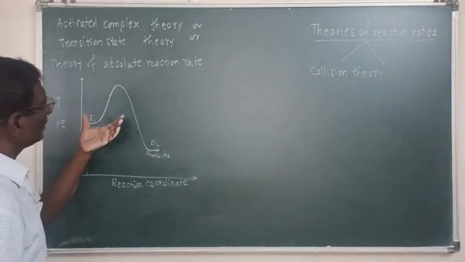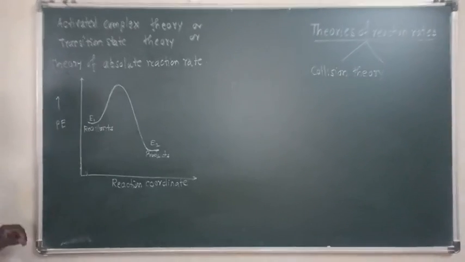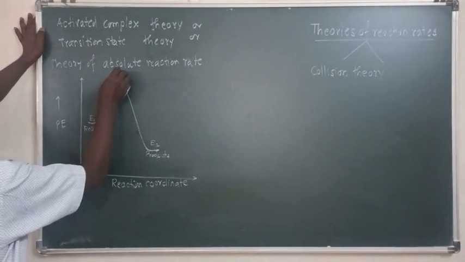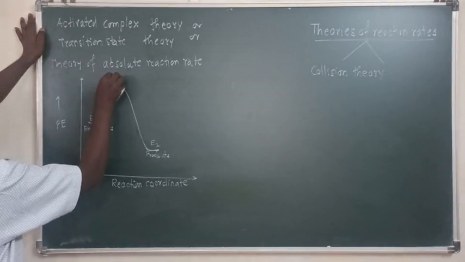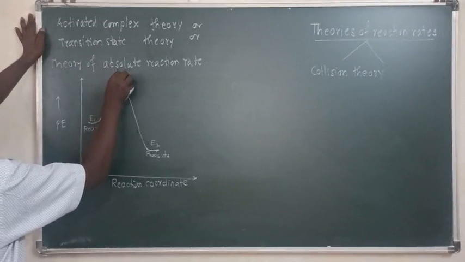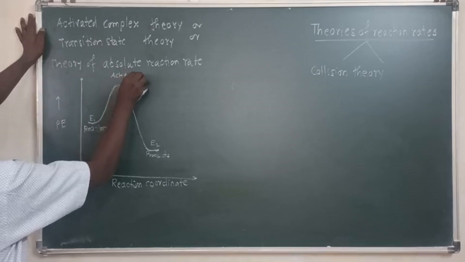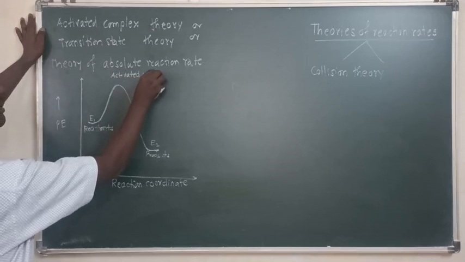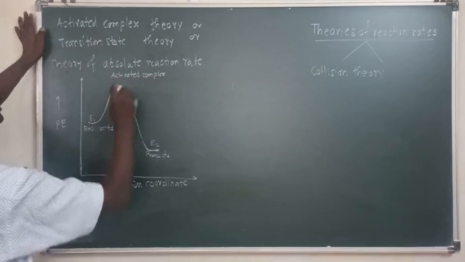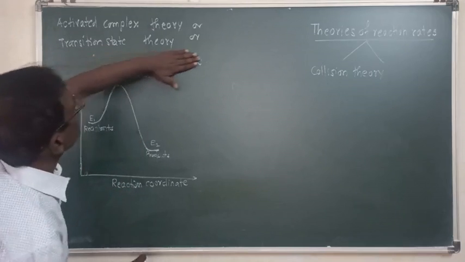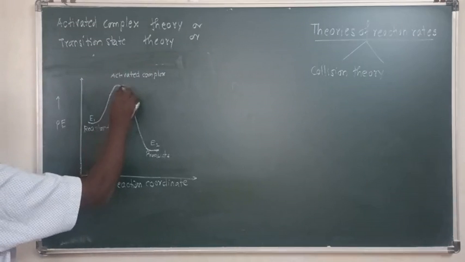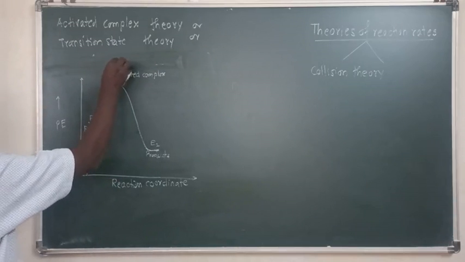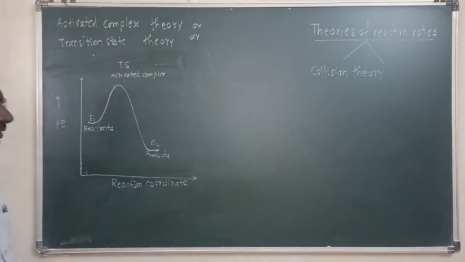And in this curve, this is the state of the activated complex. I can write it like this: activated complex or transition state. Activated complex or transition state, we can write this in short.